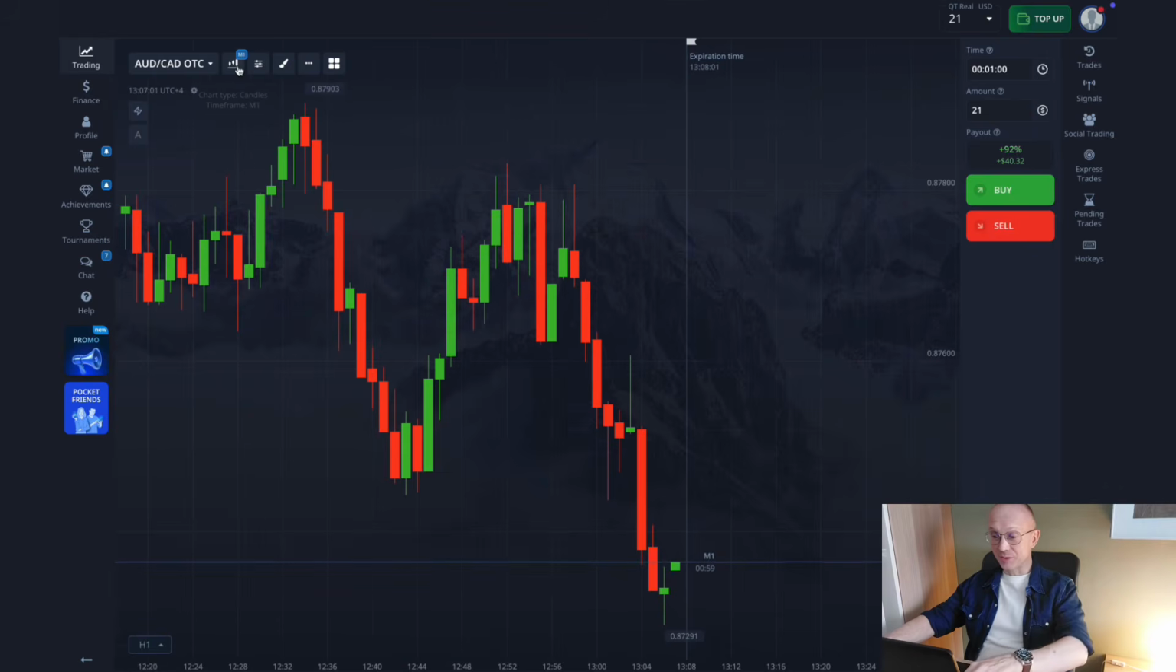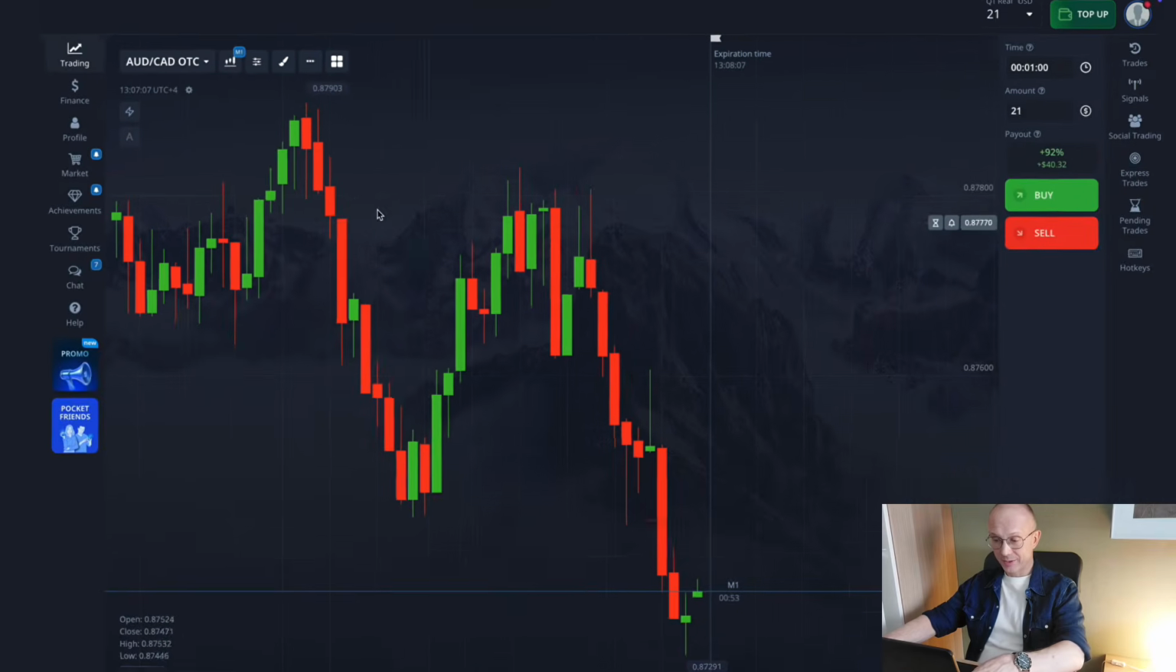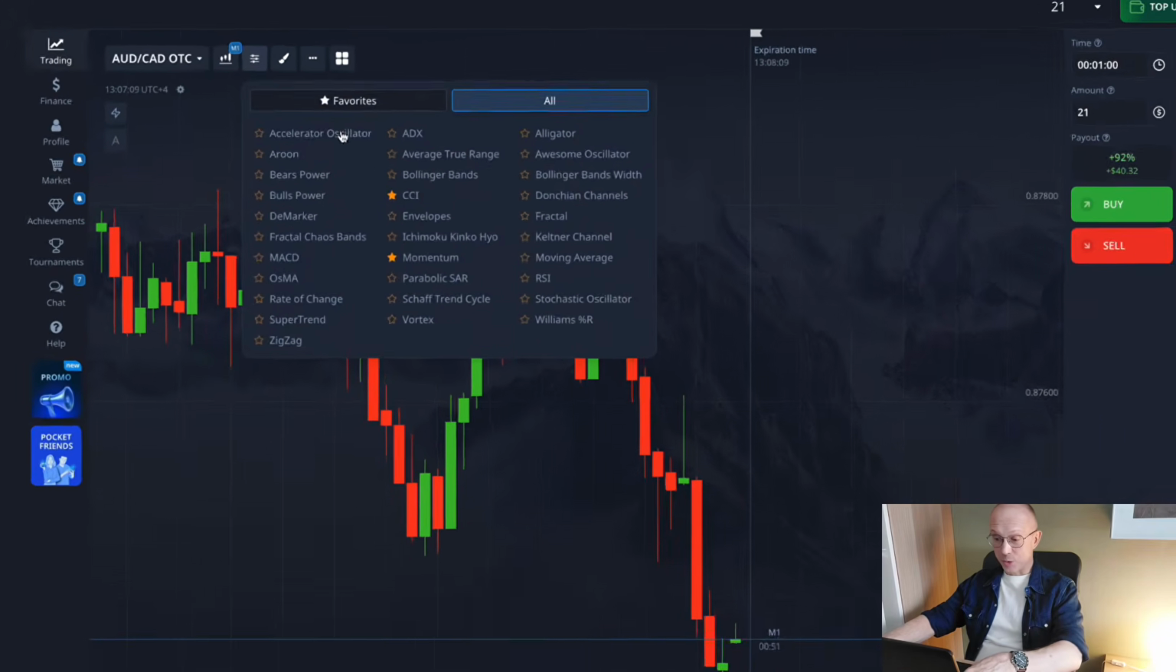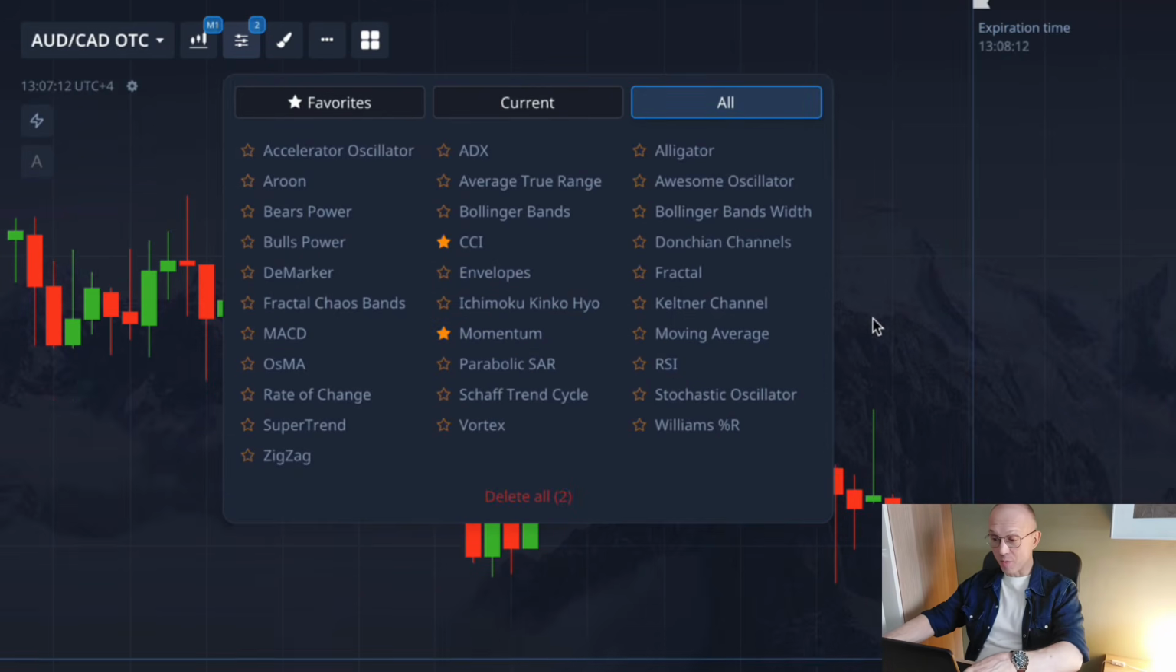First, let's prepare the tools for work. I'll set classic candles with a 1-minute time frame. Let's go to the Indicators tab and select the CCI and the Momentum.